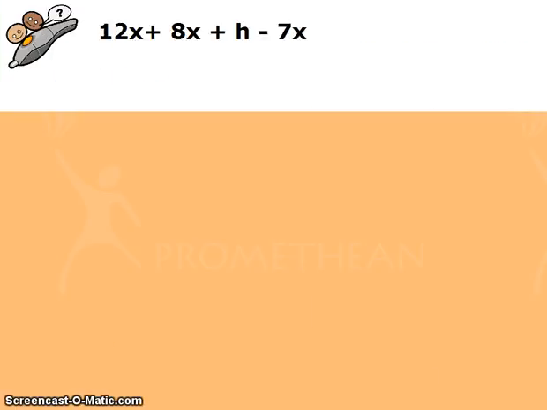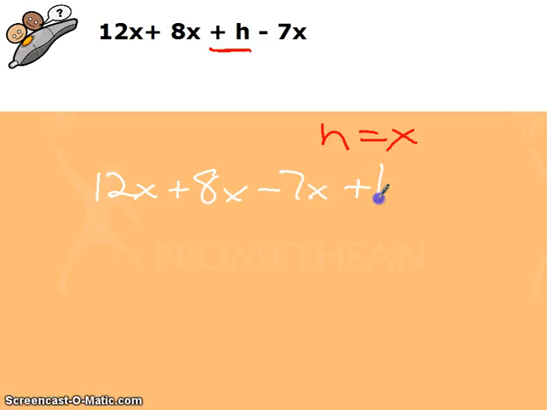Now here's a little different example because we've actually introduced 2 variables. You see we have an h term. So you know that h and x are not similar terms. They're different variables. So let's rewrite this by grouping the similar terms. We're going to have 12x plus 8x minus 7x plus h.